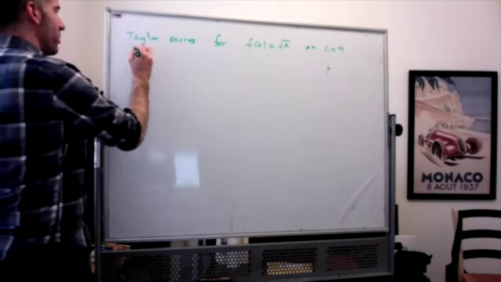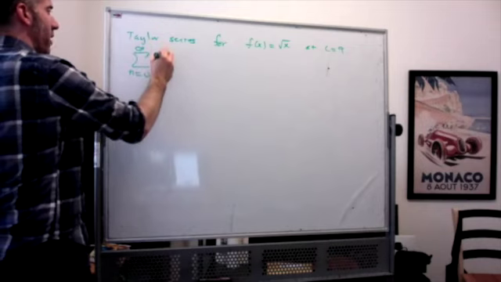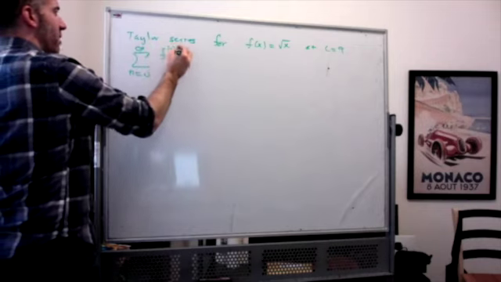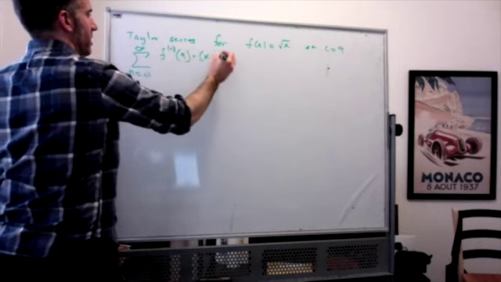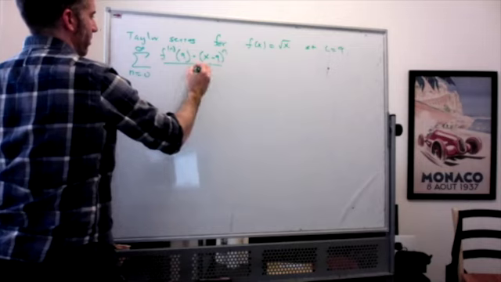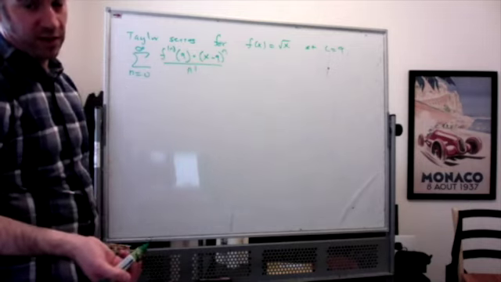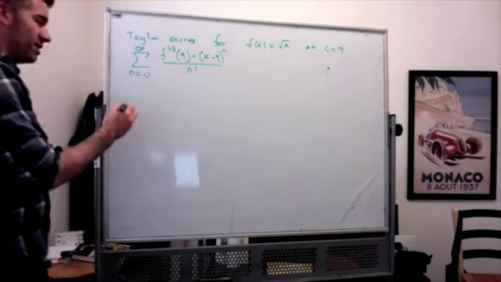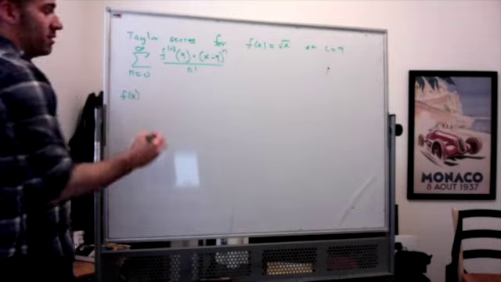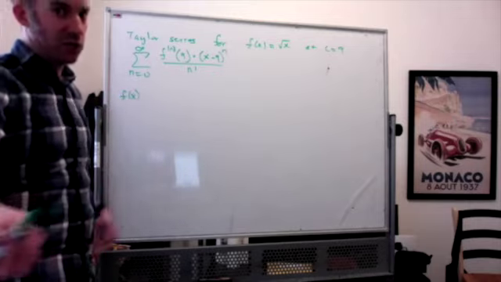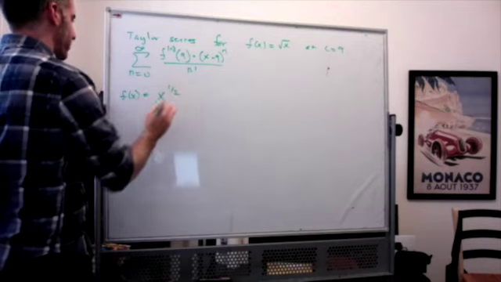So here's what we want to get to. The sum from n equals 0 to infinity of the nth derivative evaluated at 9 times x minus 9 to the n over n factorial. So our job is to get a formula for the nth derivative evaluated at 9. So let's start taking some derivatives. First derivative, sorry, not the first derivative, the function itself. The 0th derivative is the function itself, x to the 1/2.